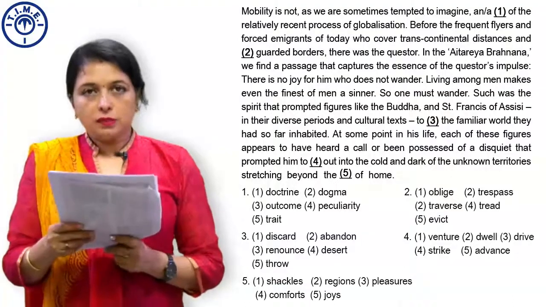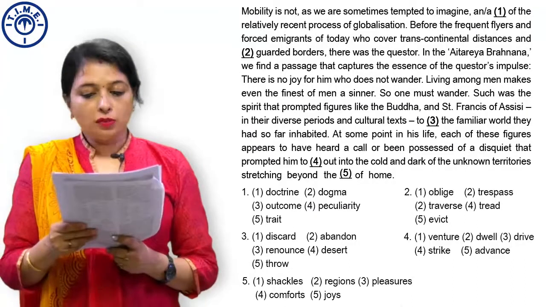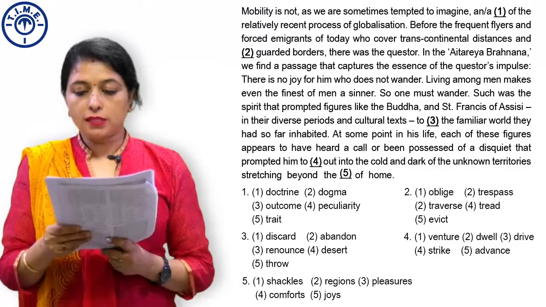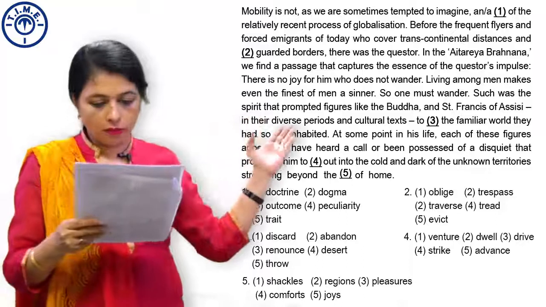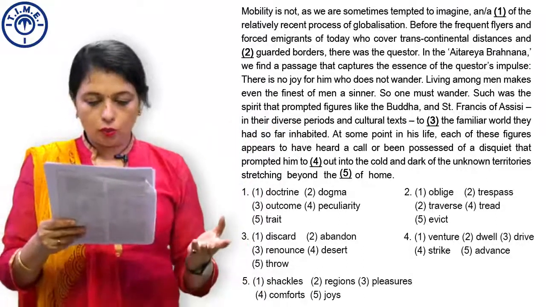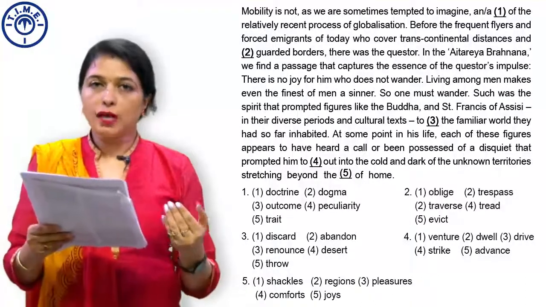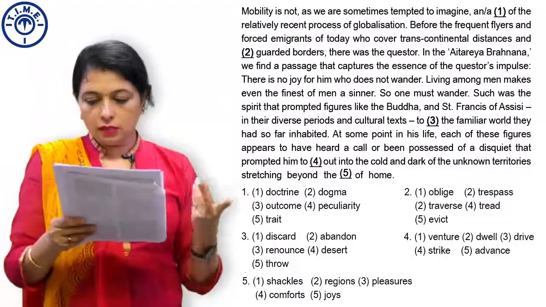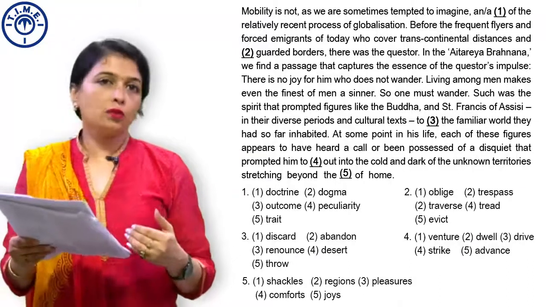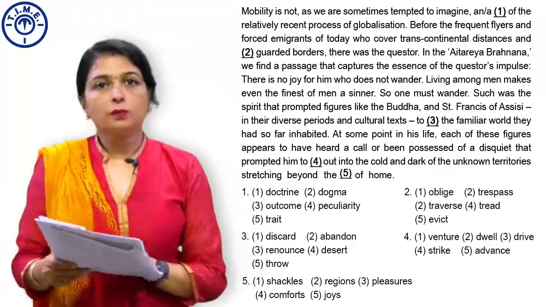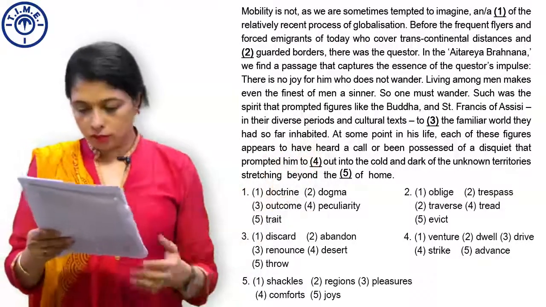The second blank says, the frequent flyers and forced emigrants of today who cover transcontinental distances and dash guarded borders. So, these people who have been mentioned in the paragraph cross the guarded borders. So, for those who cross guarded borders, the only action that could be attributed to them is trespass. They don't oblige, they don't traverse, they don't tread, and they don't evict either. So, the best filler for this blank is trespass. We have choice number 2 as the correct answer for this blank.